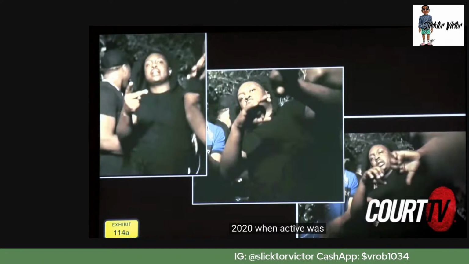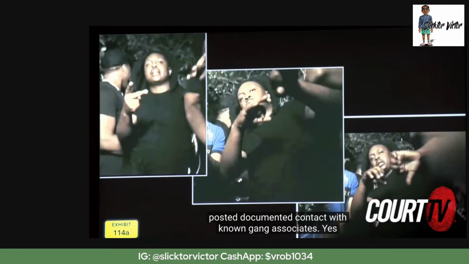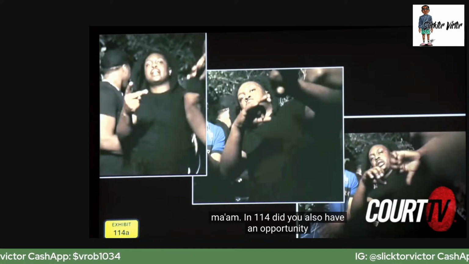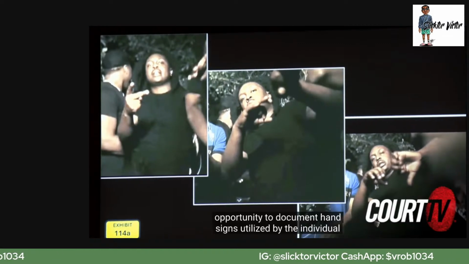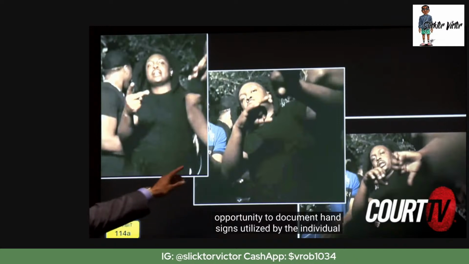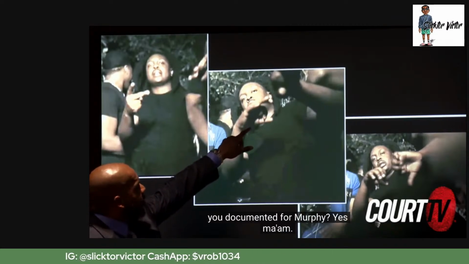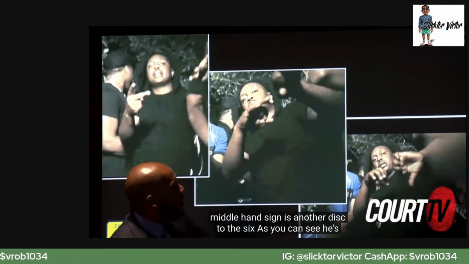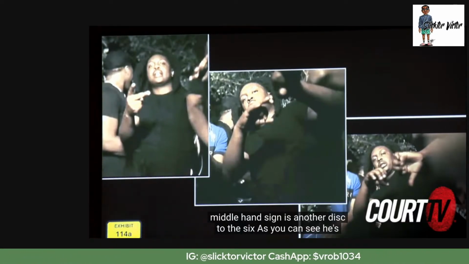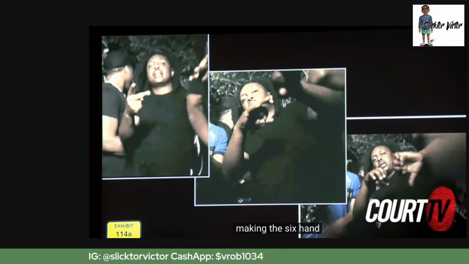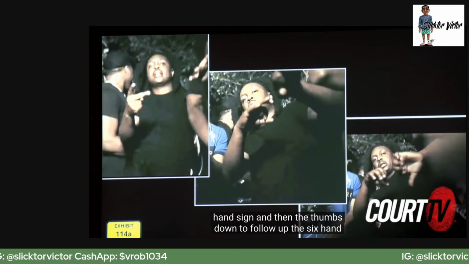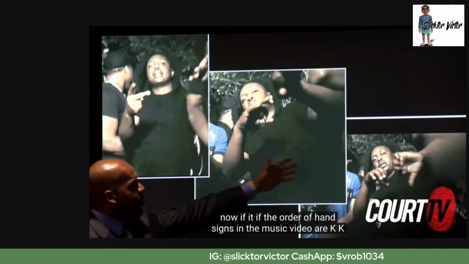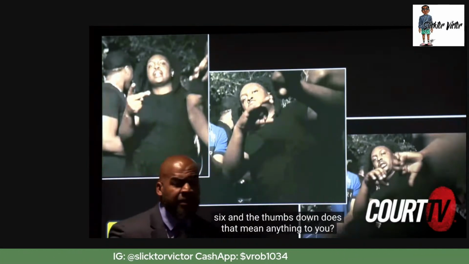In 114, did you also have an opportunity to document hand signs utilized by the individual you documented for Rashad Murphy? Yes, ma'am. Could you describe for us what those hand signs were? The middle hand sign is another diss to the 6. As you can see, he's making the 6 hand sign, and then the thumbs down to follow up. If the order of hand signs in the music video are K, 6, and the thumbs down, does that mean anything to you? Correct. That'd be 6 killer or kill 6, and then man down with the thumbs down.